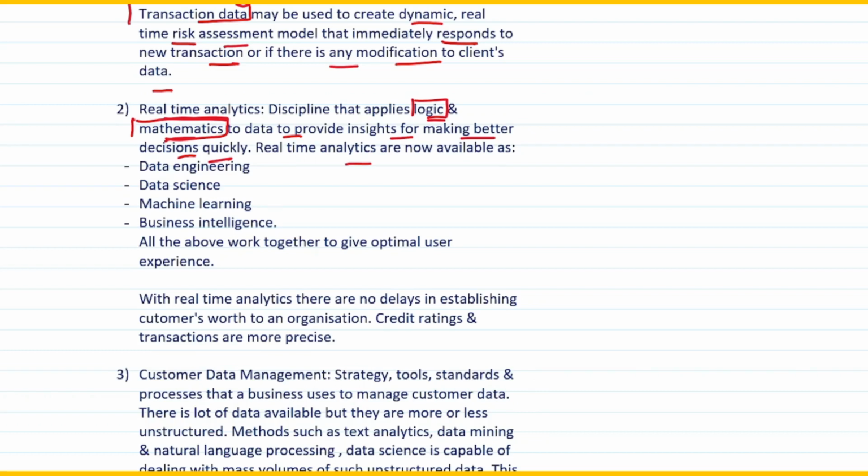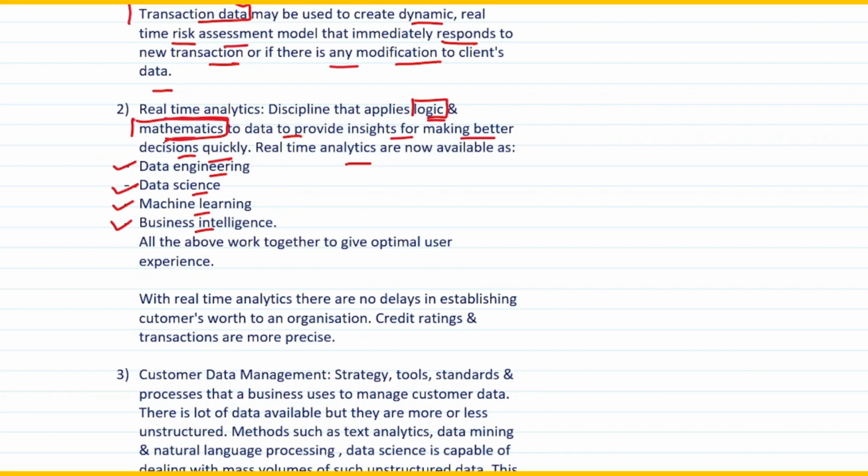Now this real-time analytics is basically available in various forms. This can be in the form of data engineering, it can be in the form of data science, it can be in the form of machine learning, or it can be in the form of business intelligence, right? So you can remember all these four. You need not get into the nitty-gritties of it. Just an example of how real-time analytics works. So it can be in the form of engineering, data science, machine learning, and business intelligence. Now please remember, these all will work together so that they get a good user experience, right? At the same time, this will improve their experience also.